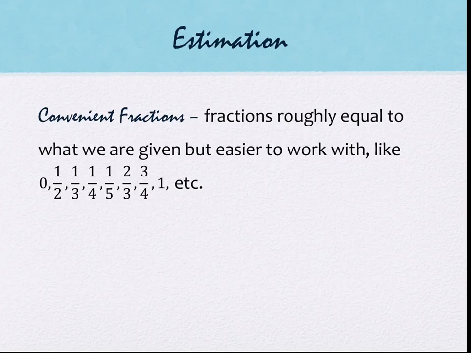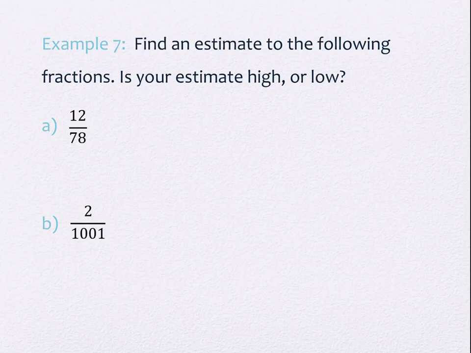But if you're not actually given what to pick from, you can also just estimate by trying to turn it into one of those things that looks like an easier-to-deal-with fraction. So we're going to do a couple like that. The first one is 12 over 78. And as we work with this, we're going to try and change the numbers to make the fraction sort of cleaner.